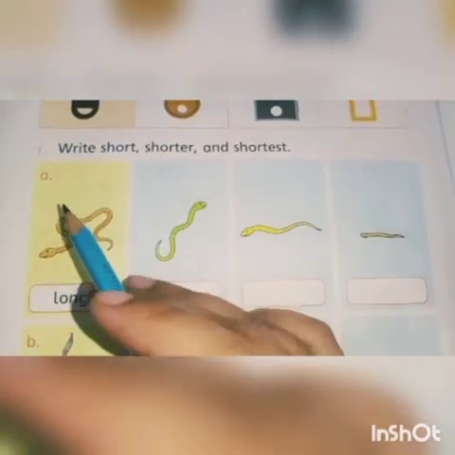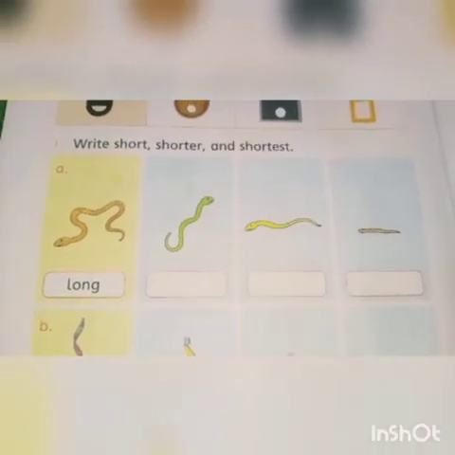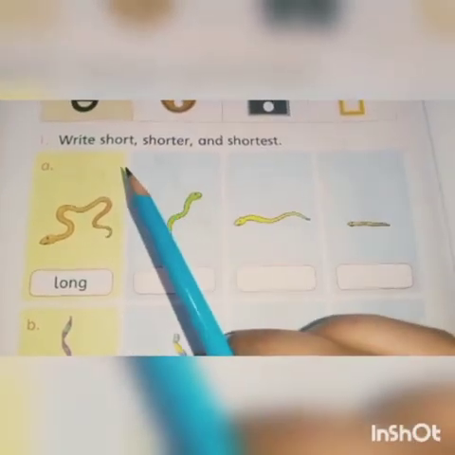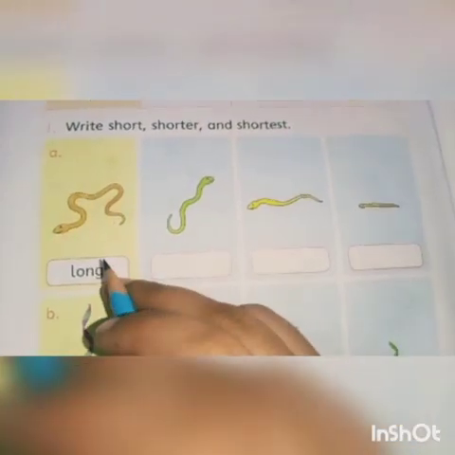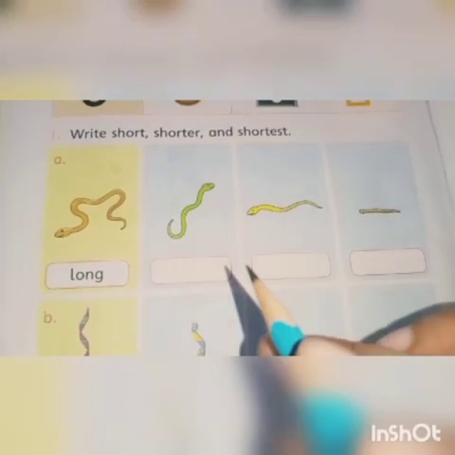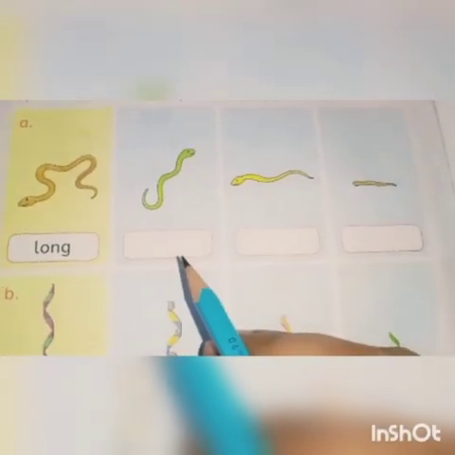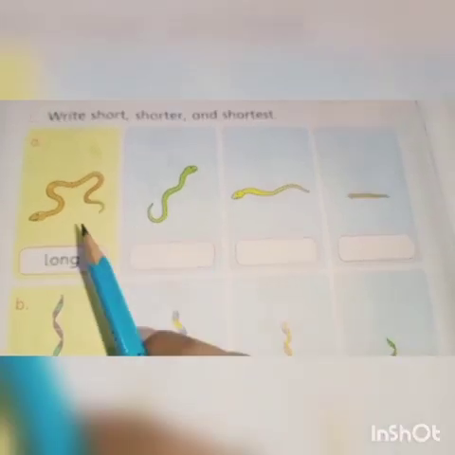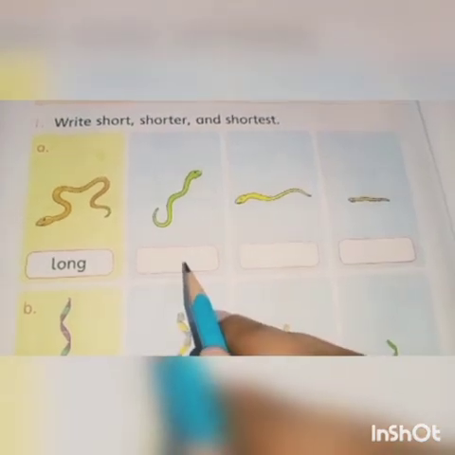Here we have point A. At point A, here we have some snakes. We are going to differentiate the length of these snakes and write short, shorter and shortest. At point A, we can see this one snake is longer than all these. So long is already written in the box. Go for the next one. Students, we can see this one snake is shorter than this one and longer than these two. So we are going to write short in the box.